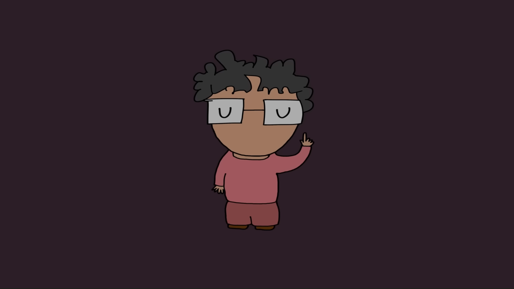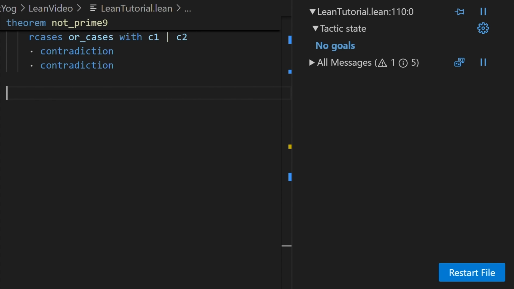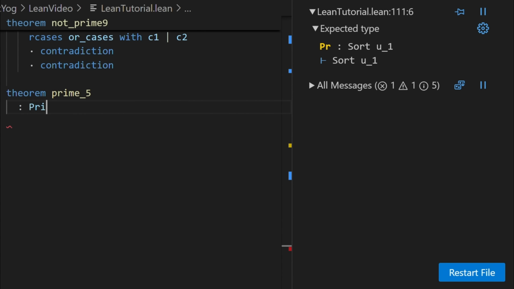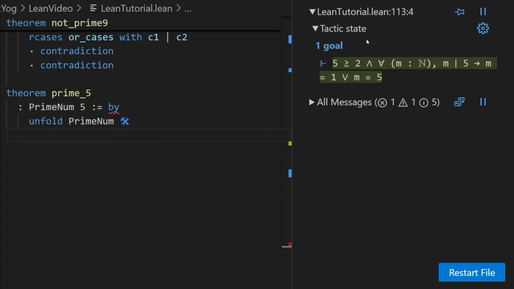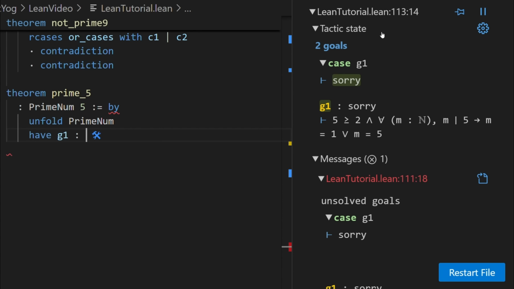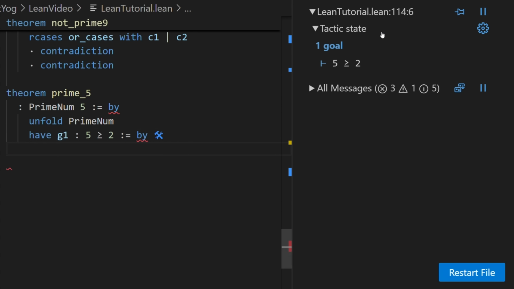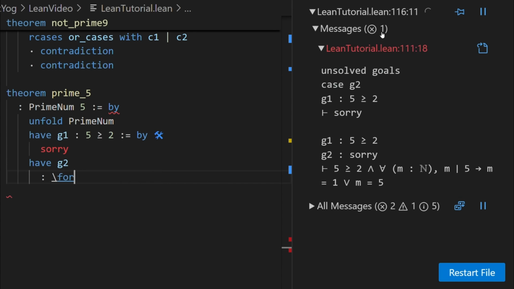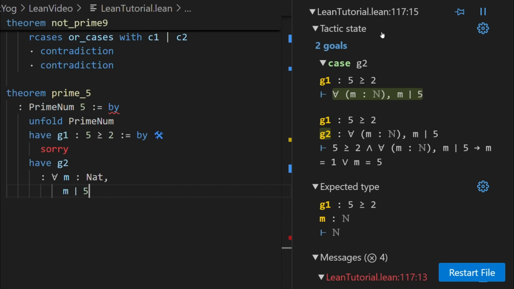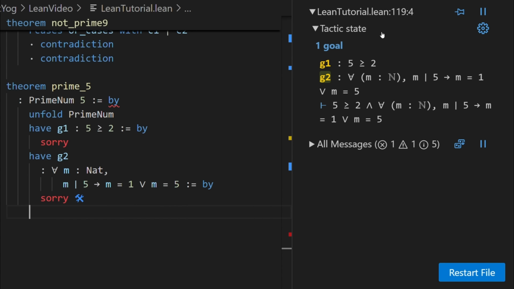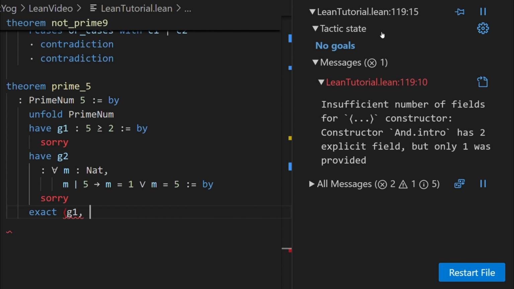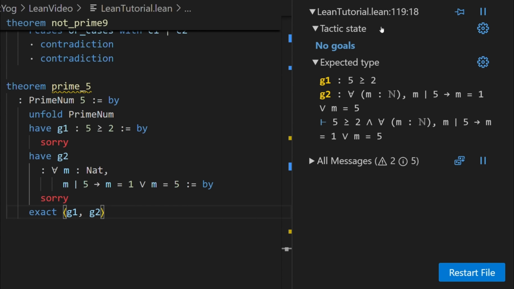And finally, our last proof before the big ones. Theorem prime 5 is a proof of PrimeNum 5. We can unfold PrimeNum and see that our goal is an AND statement. If we can prove both parts, then we have proven the goal. Let's have G1 as a proof of 5 greater than or equal to 2. And have G2 as a proof of for all m of type nat, m divides 5 implies m equal 1 or m equal 5. Our goal is now exactly the pair G1 and G2, and the goal is solved.